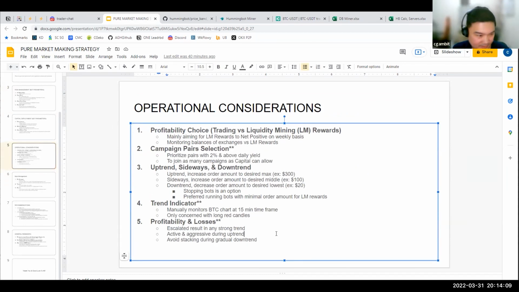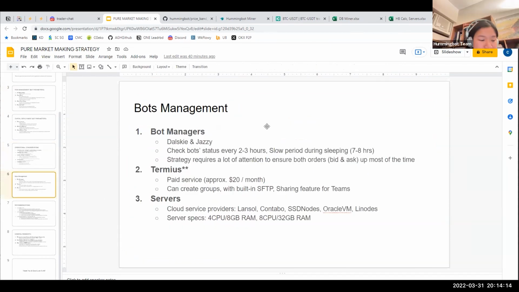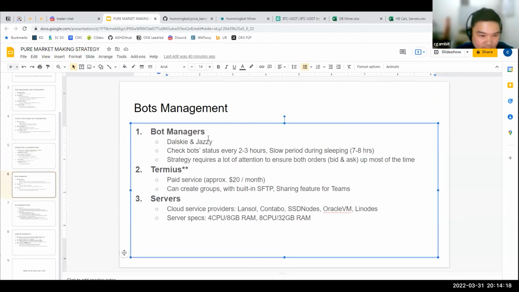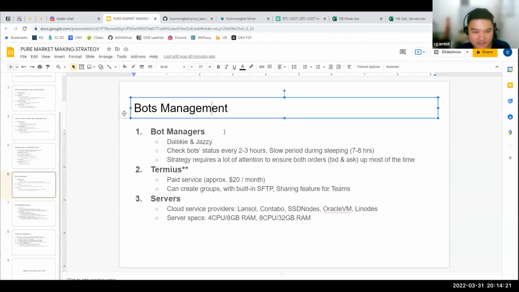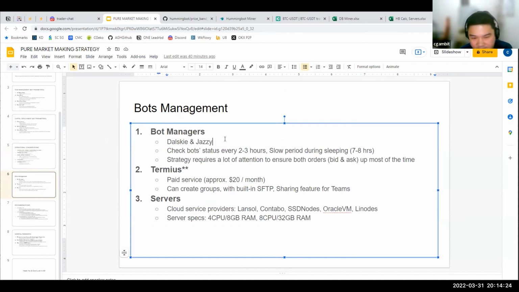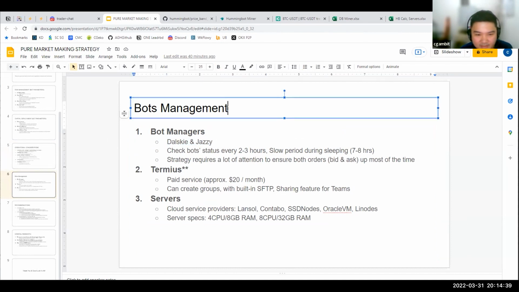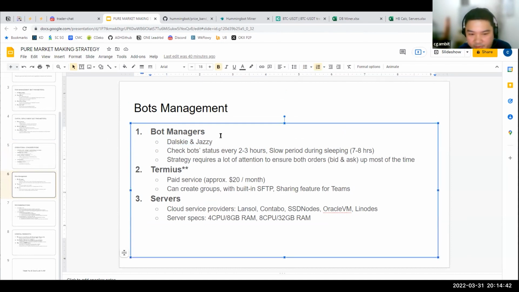All right, so can I continue? Go for it. Yeah, all right. For the bots management, for the past four or five months or so, I have delegated the management of the bots to my wife and her sister, Dalsky and Jassy. I want to explore other things with Hummingbot, to do testing or other things. So that's why they manage the operation of the bots for me.